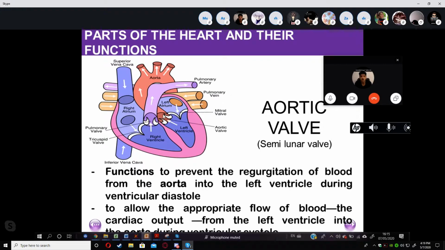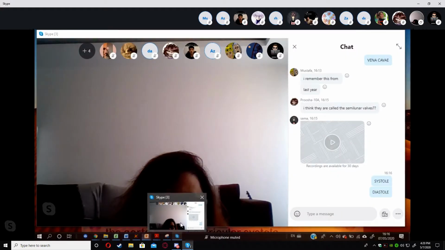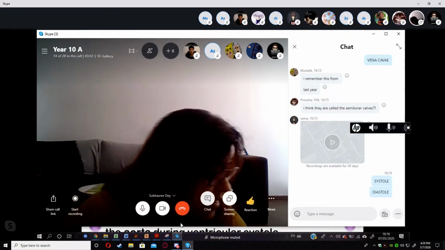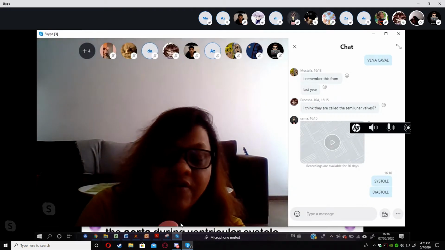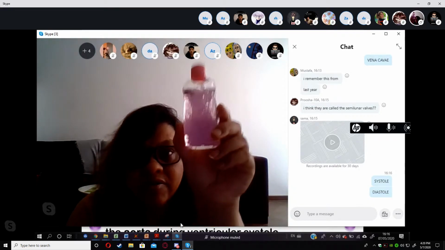When this valve opens, blood rushes into the aorta, and when the ventricle undergoes relaxation, it does not come back because of the presence of this valve. It's something like this. Let me show you something very simple to explain this. Okay, I have this bottle of sanitizer, right?